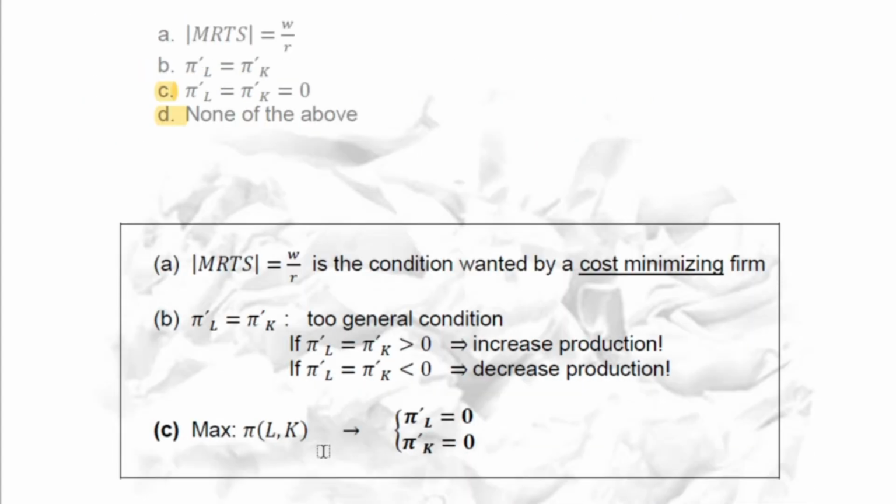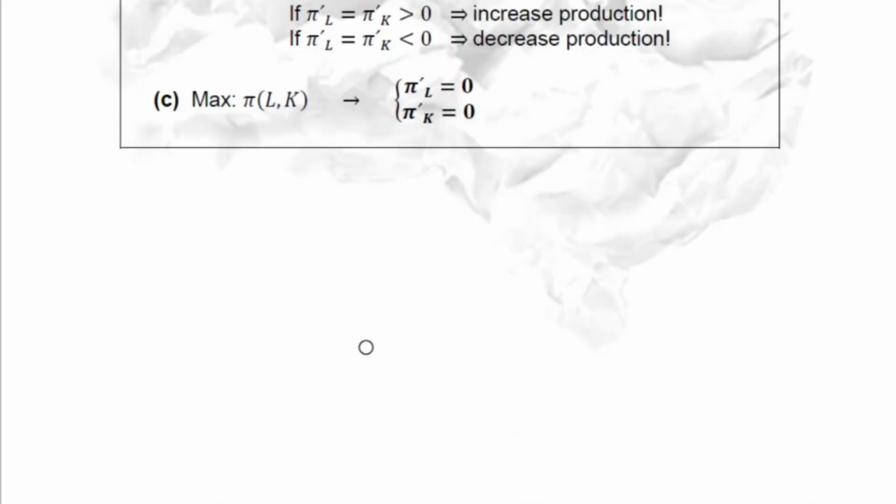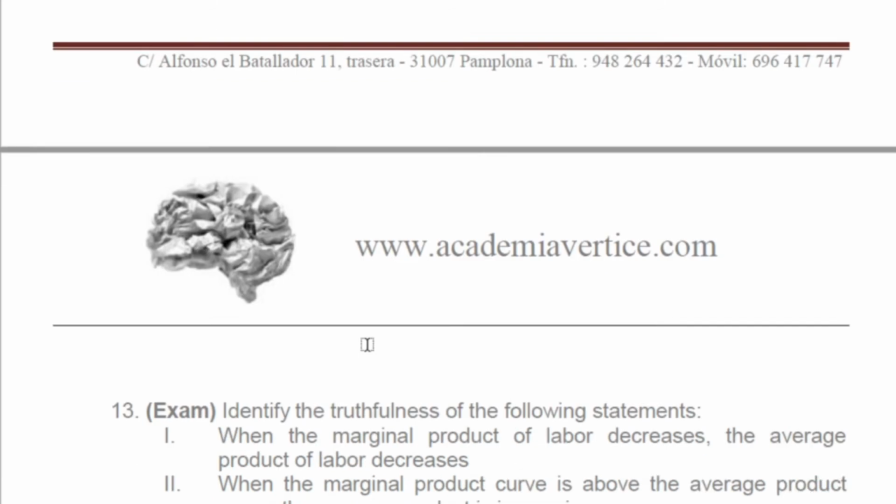Maybe someone thinks that B could be true. Be careful. It could be that both derivatives were equal but maybe positive. If both derivatives are positive, the point is not a maximum. For profit, we could just use more capital and more labor. Okay, and more.